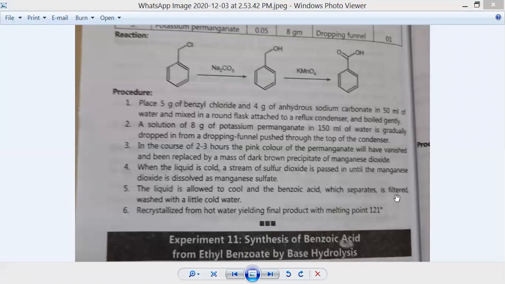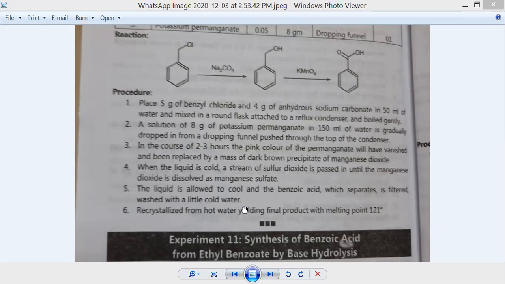benzoic acid, which is separated and filtered, washed with cold water. So we have done the product synthesis of benzoic acid. Now recrystallize this benzoic acid with the help of hot water. We have seen the video of recrystallization of benzoic acid. That time we took water as a solvent. So it is simply recrystallization of benzoic acid.